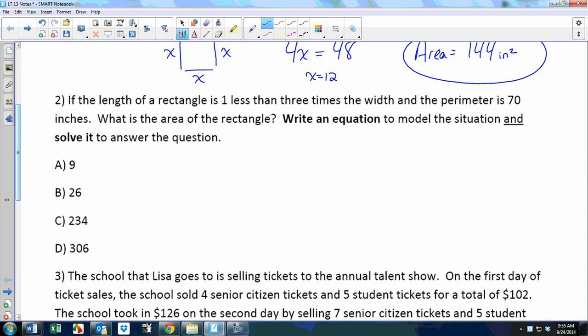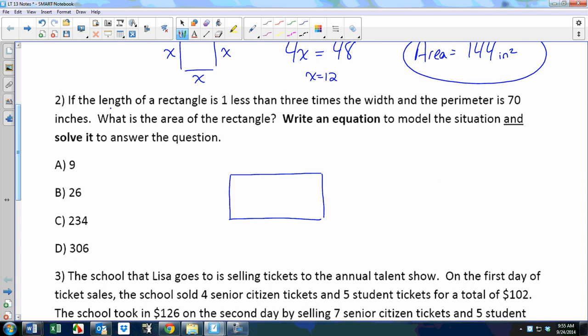We've got a rectangle, so rule number 1, we draw a rectangle. The length of that rectangle is 1 less than 3 times the width, and the perimeter is 70. What is the area? Well, when a problem does something like this, it talks about 1 variable in terms of the other. It means you can do this.